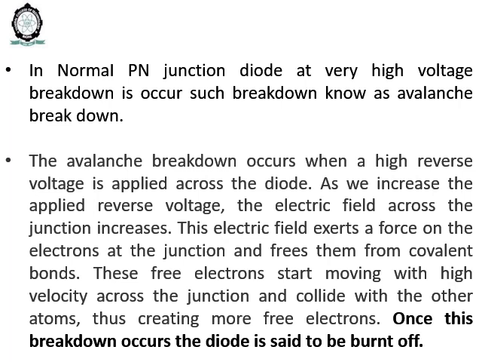But in the case of the Zener diode, it is not possible at very low voltage. Why does it happen, and why does Zener breakdown occur before avalanche breakdown? What is the reason for that? So now I am going to explain the breakdown.